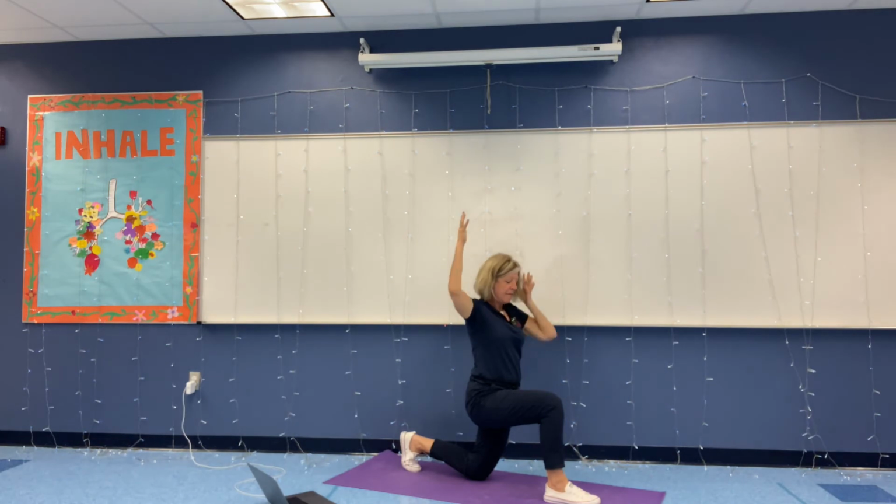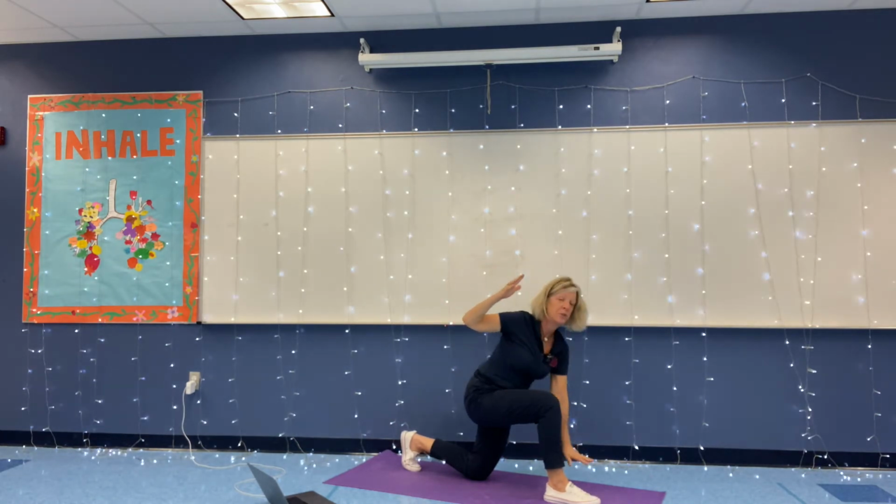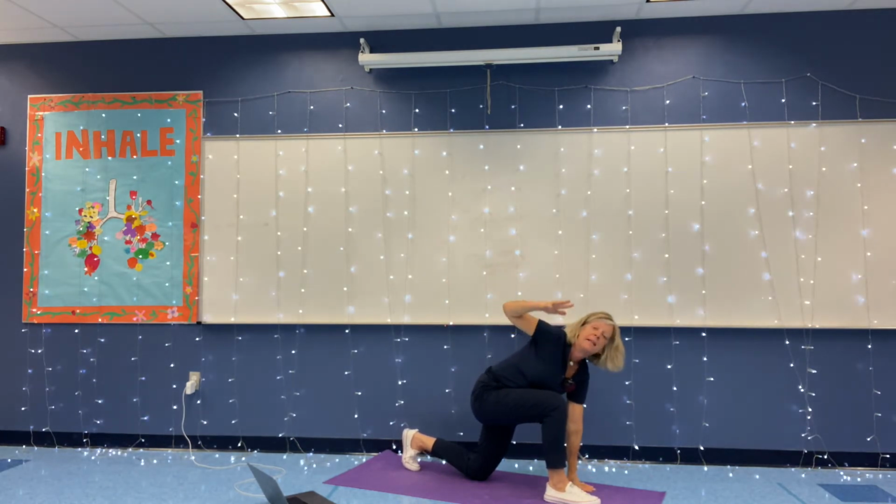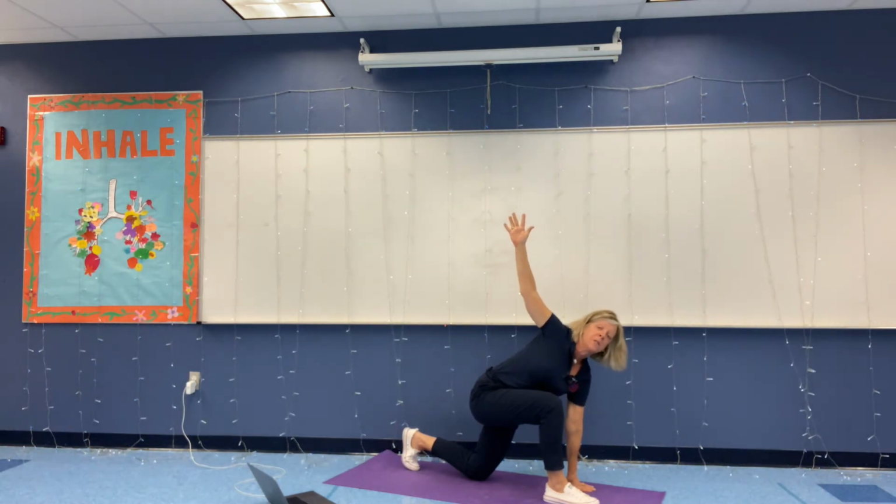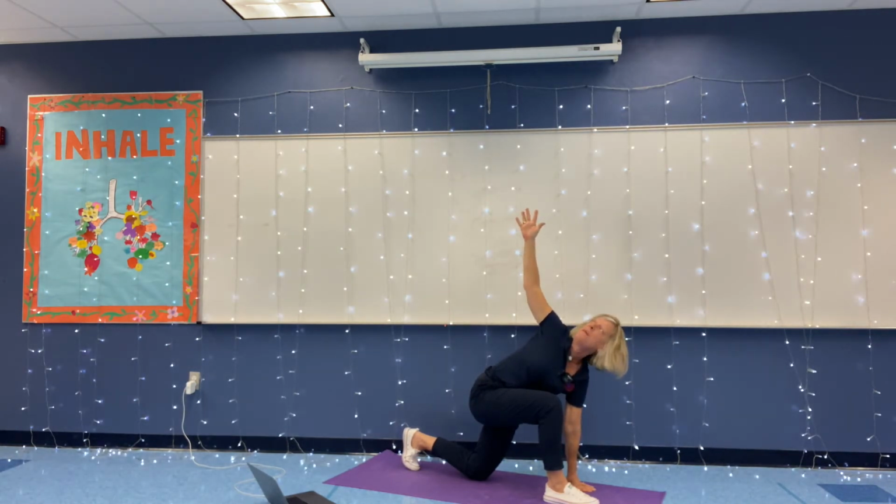Now take your left hand down to the floor. Just bring it down and lift your right hand up in this twist. Good. So on the inhale, feel your spine get really long. On the exhale, just twist and look up to the ceiling. Excellent. You guys are so strong.